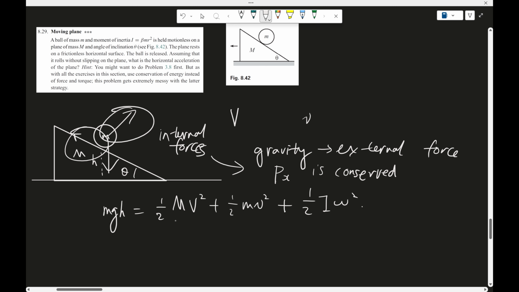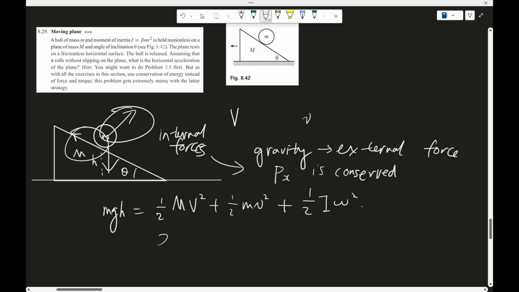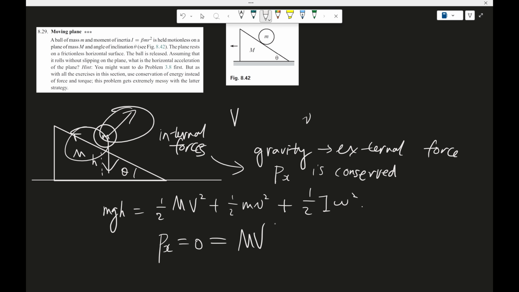So then based on this, we can list out. Originally we said the ball starts at rest, right? The question also says that it's released. That means it's at rest. So the total momentum should always be zero. And that equals big M big V plus small m small v.